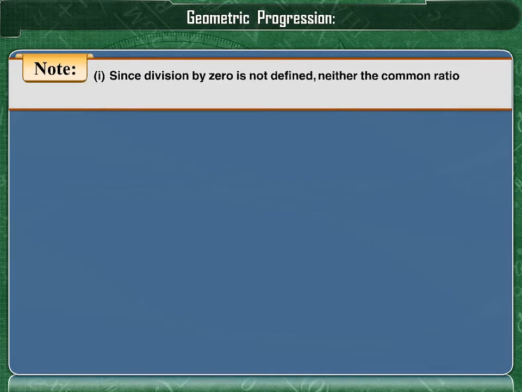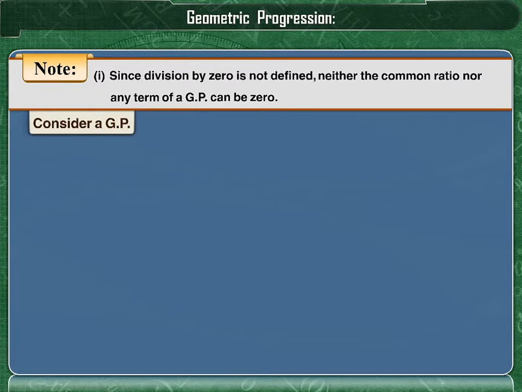Consider a GP with all terms positive: 5, 10, 20, 40 and so on. What is the ratio between two consecutive terms in this GP? T2 upon T1 is 10 upon 5, which is 2. T3 upon T2 is 20 upon 10, which is 2. T4 upon T3 is 40 upon 20, which is 2, and so on.